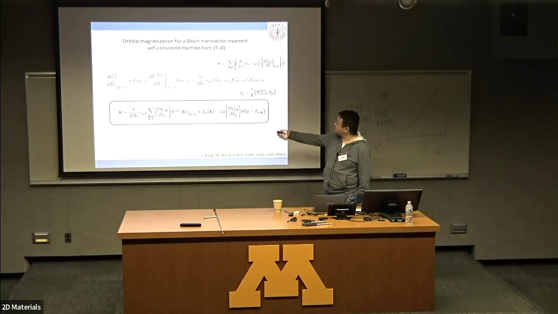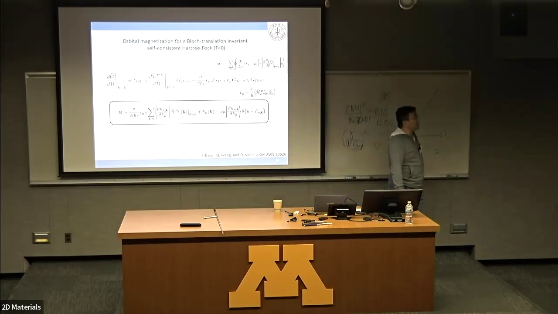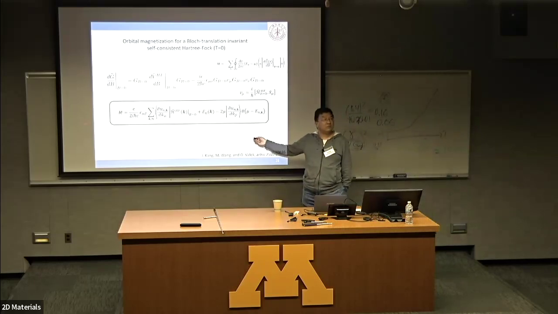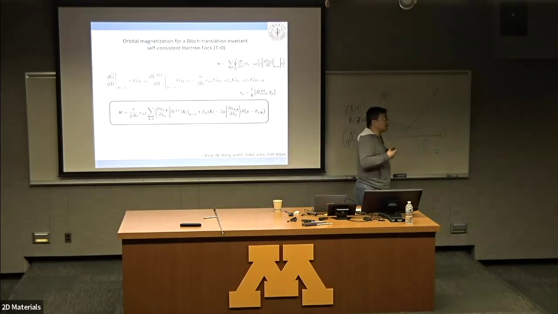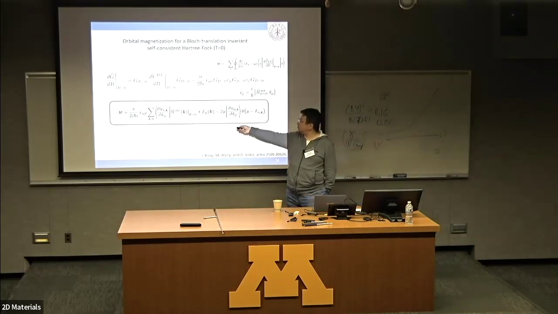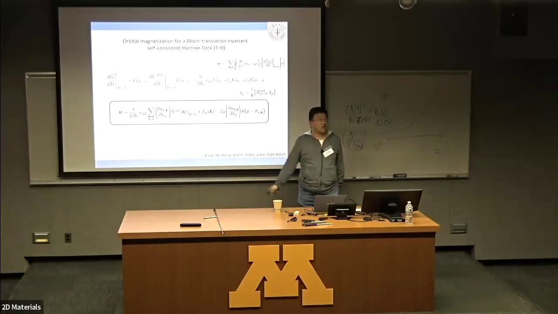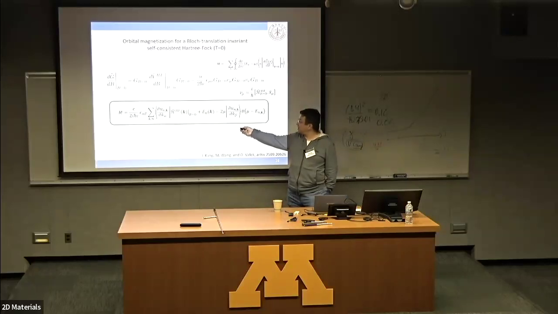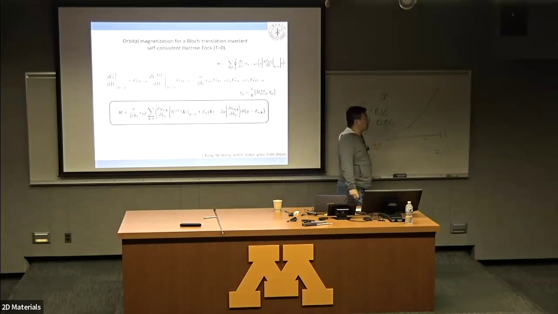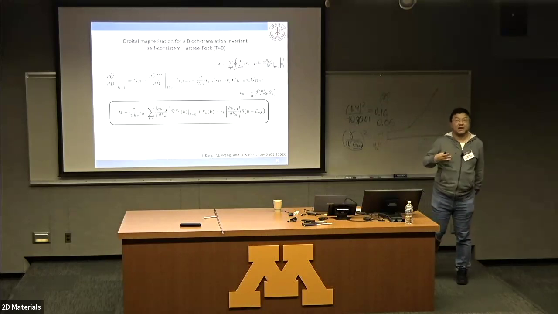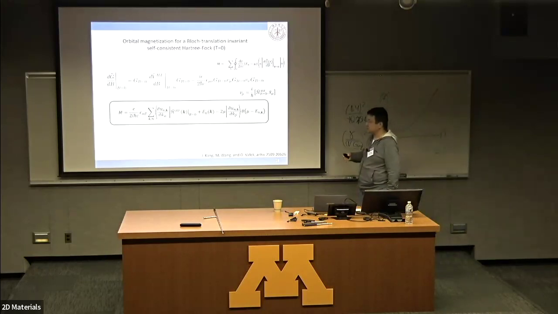It turns out that when you substitute this dG tilde over dB into the expression of the orbital magnetization, you immediately get an almost identical form to the non-interacting one, with the only change that every quantity, the Hartree-Fock Hamiltonian, the energy and the Bloch states, should be replaced by its counterpart in the Hartree-Fock approximation.